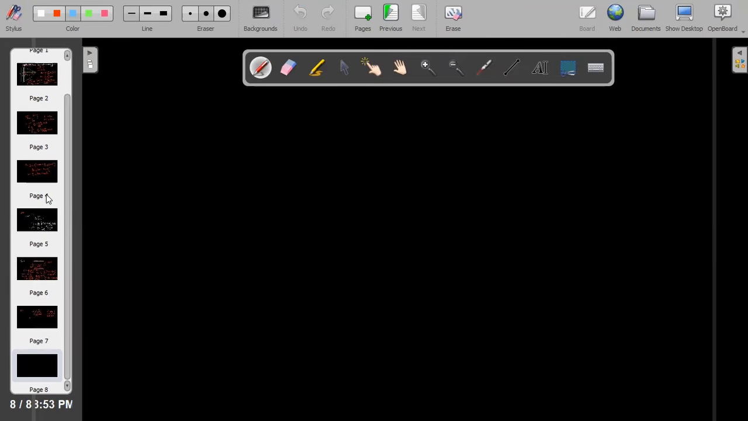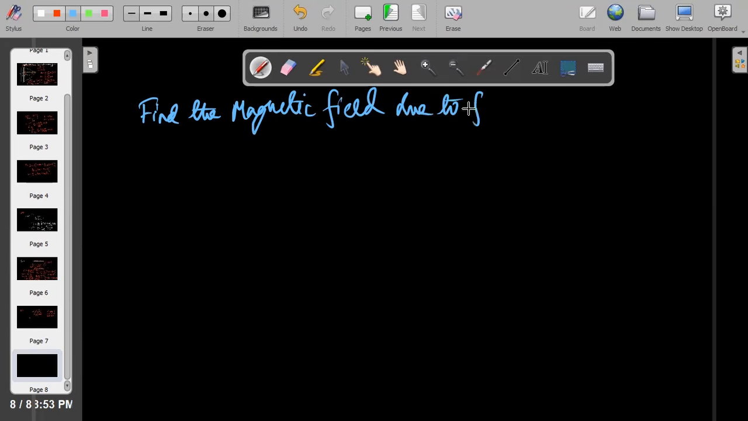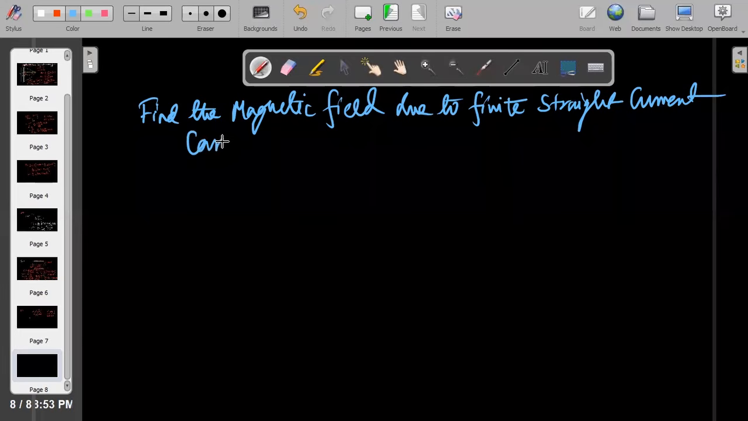Find the magnetic field if it is a finite straight current carrying wire. Find the magnetic field due to a finite straight current carrying wire. Can you find out this magnetic field?